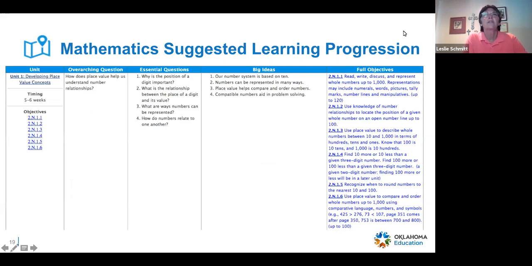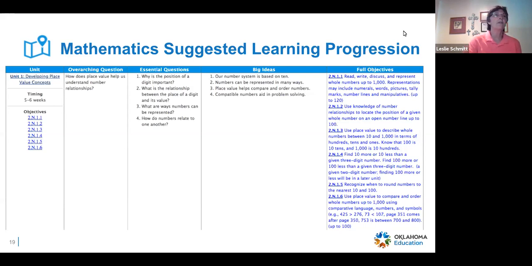Looking at the mathematics suggested learning progression, the first thing presented is the unit. When you click on that hyperlink, you're going to see the entire unit and all of the available lesson plans that are on the frameworks. There's also a timing for this unit and presentation. It should take 5 to 6 weeks on this particular unit for the 2nd grade.